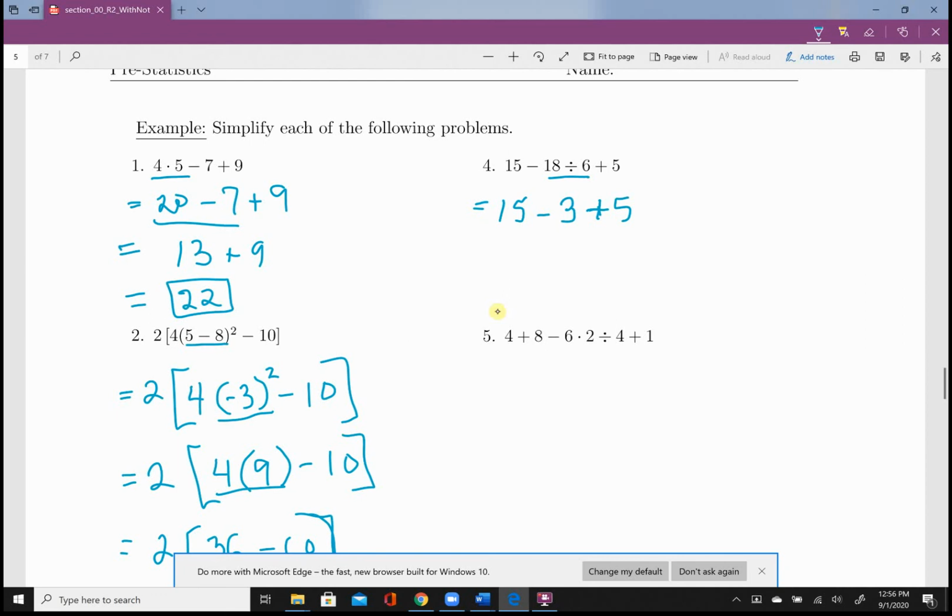Now here at this stage we have subtraction and addition. Let's do them in that order from left to right. 15 minus 3 is going to yield 12. Now we need to add 5 to it, and we will get 17 as our final answer.